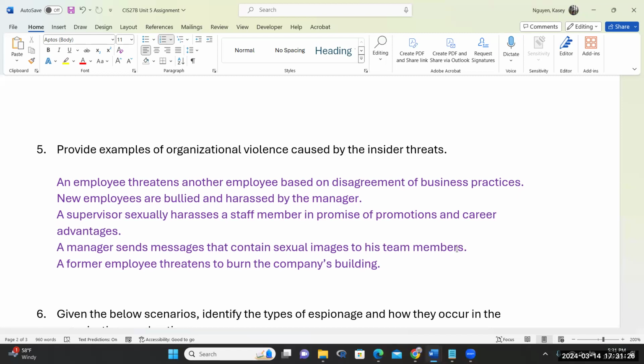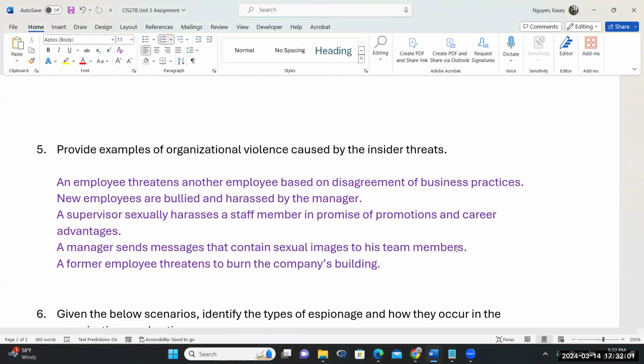And often you also see cases in media and everywhere where new employees are bullied or harassed by the manager because they're new, right? In an organization, they should have a policy against that, but sometimes people don't report it because they're afraid they will lose their job, or there are other areas that would generate some kind of fear in reporting these incidents.